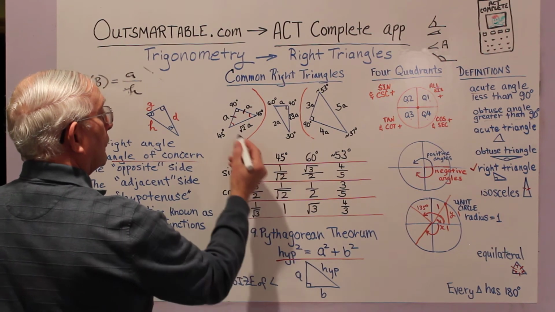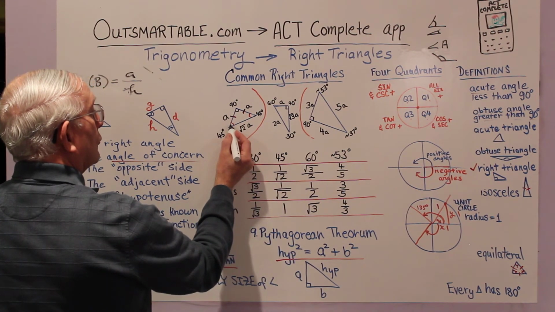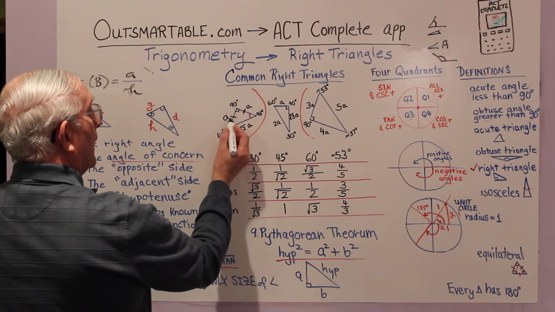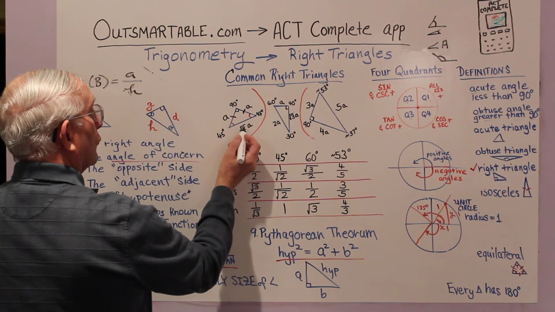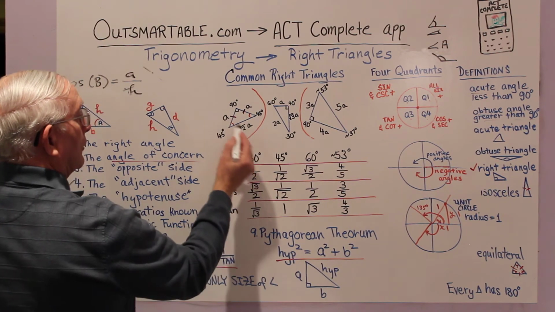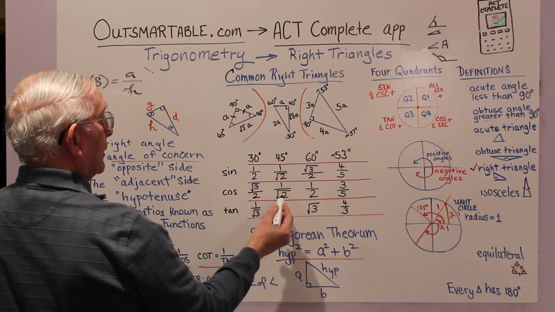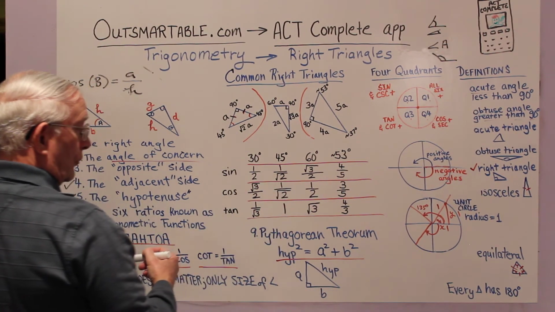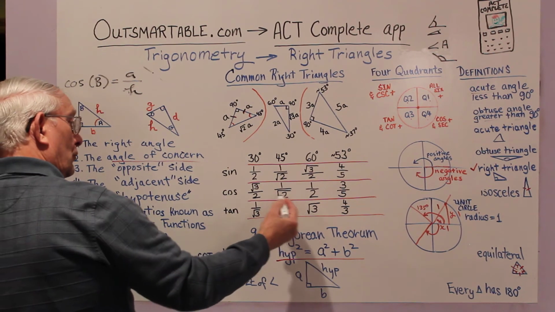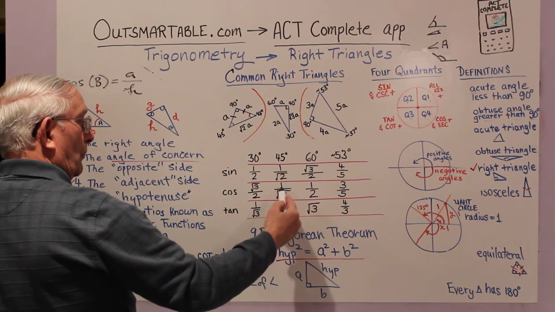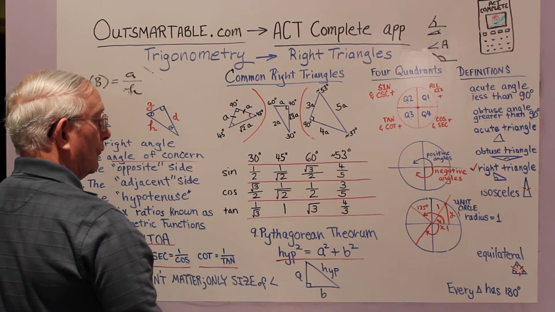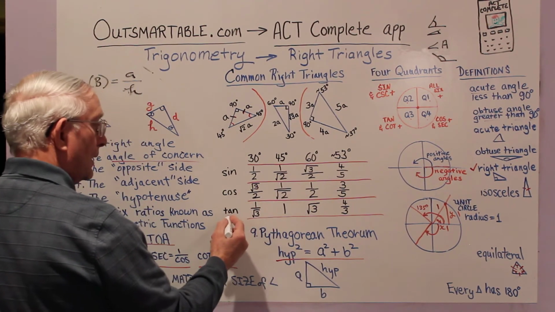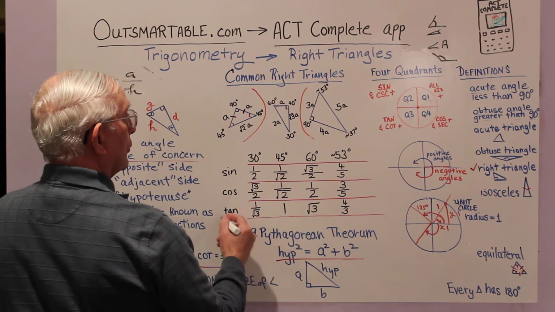Cosine of 45, here's 45, that's equal to the adjacent side, A, divided by the hypotenuse, which is the square root of 2A. A divided by the square root of 2A is equal to 1 over the square root of 2. Or if you rationalize that by multiplying top and bottom by square root of 2, square root of 2 divided by 2.